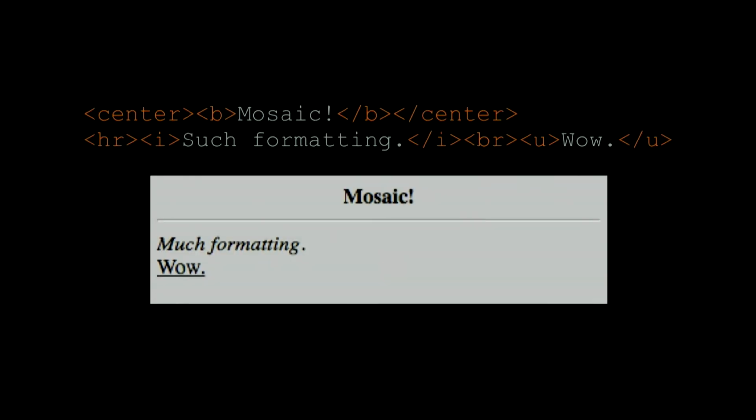In some respects, the evolution of the web actually took some steps backwards with Mosaic. Whereas Viola applied style via style sheets, not CSS, but their own style sheet syntax, keeping presentation separate from content and structure, Mosaic just added a bunch of new HTML elements like center and br and b and u and hr and image and stuff like that.